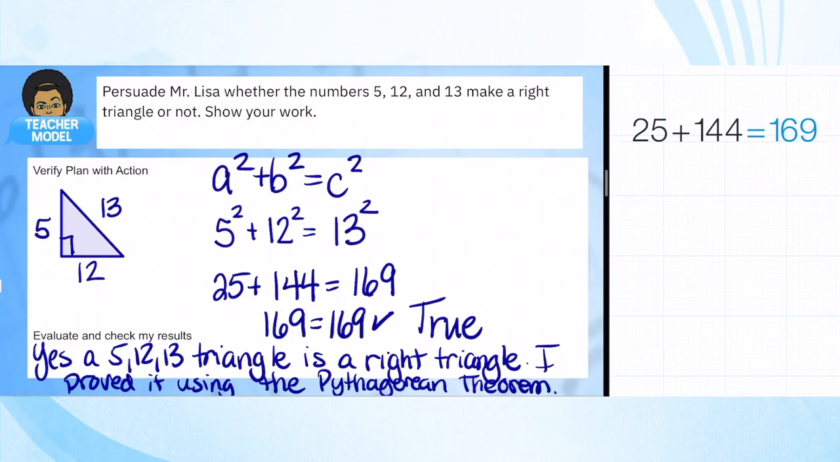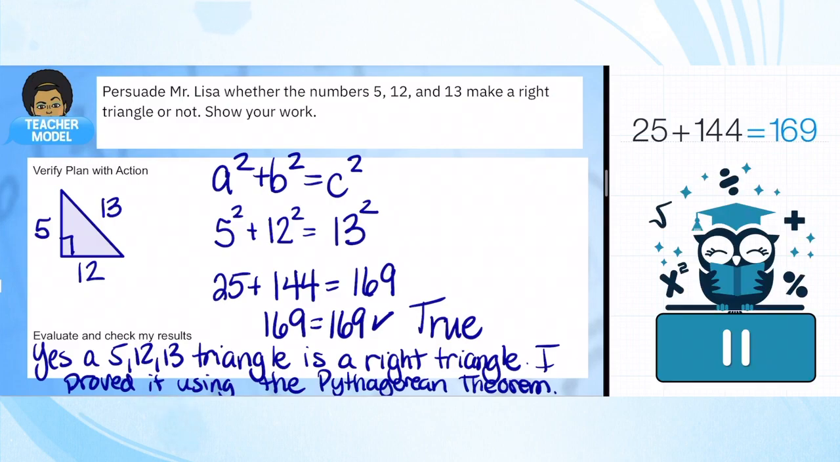And boom, that's it for right now, Math Marvels. Let's hit pause so you can jot this one down into your notes.